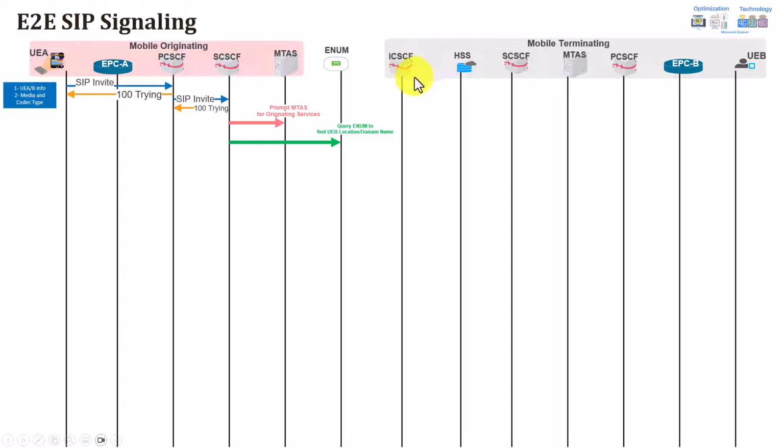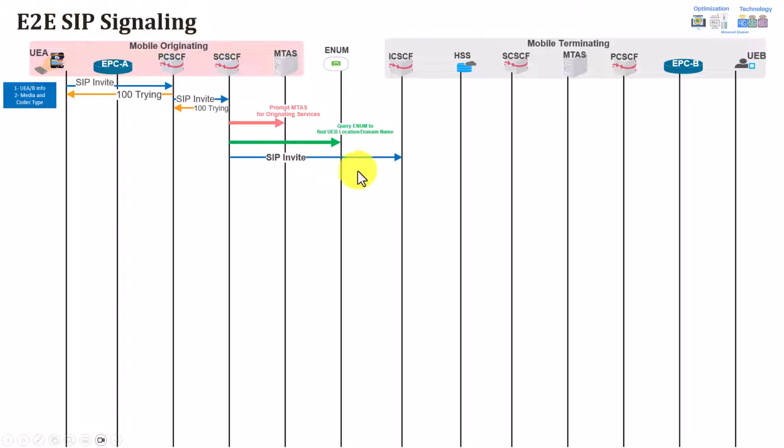And as we mentioned, the SCSCF is acting as the first point of contact for the incoming calls. So it will be the first point of contact, as opposed to the proxy CSCF for the originating side acting as the first point of contact. Now the same invite message will be forwarded from the SCSCF to the interrogating CSCF, after the ENUM tells it the IP address or the location of this particular user.